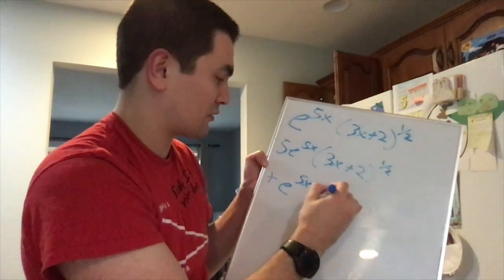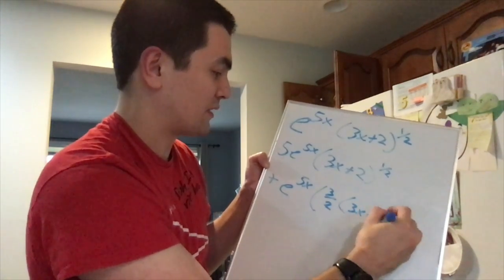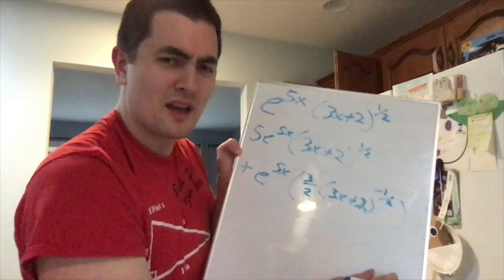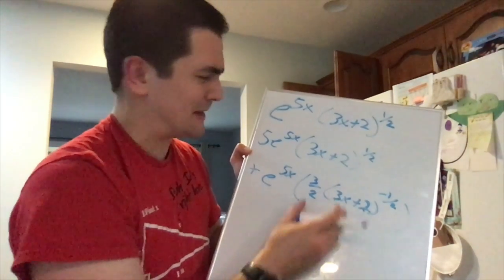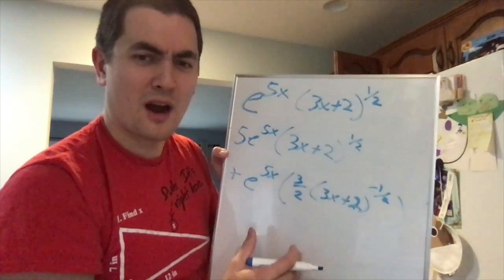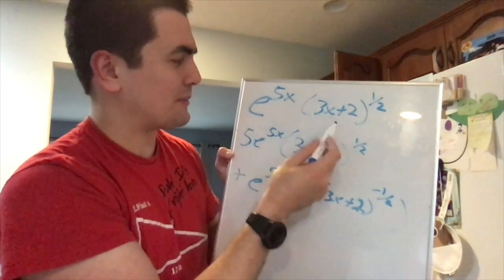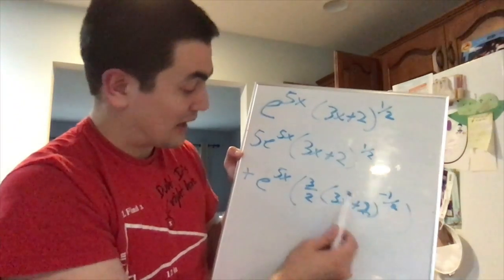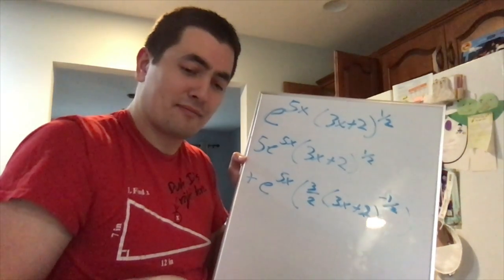So I could just write 3 over 2 times 3x plus 2 to the minus 1/2 power. And that's it. You can simplify this whole sum if you want. You can factor the e to the 5x out. You can combine it if you want. That's totally fine, but for our purposes it's pretty straightforward. The derivative of the first times the second plus the derivative of the second times the first. That's the entire product rule right there. Easy peasy.